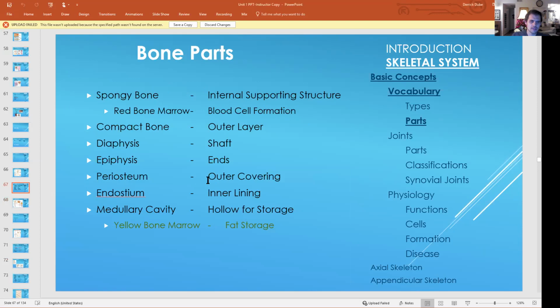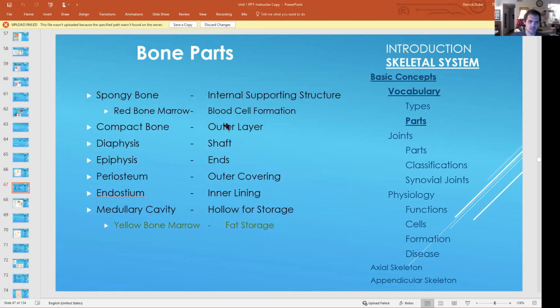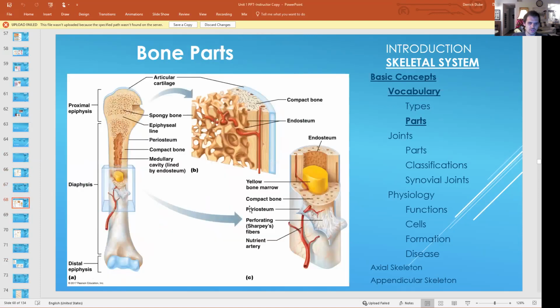Compact bone is this protective layer right here on the outside. That's going to be a lot thicker, or more dense, I should say. Diaphysis, epiphysis, just shaft and the ends of the bone. Periosteum is an outer covering. It's full of nerve endings, which is why you'll experience pain when you break a bone.